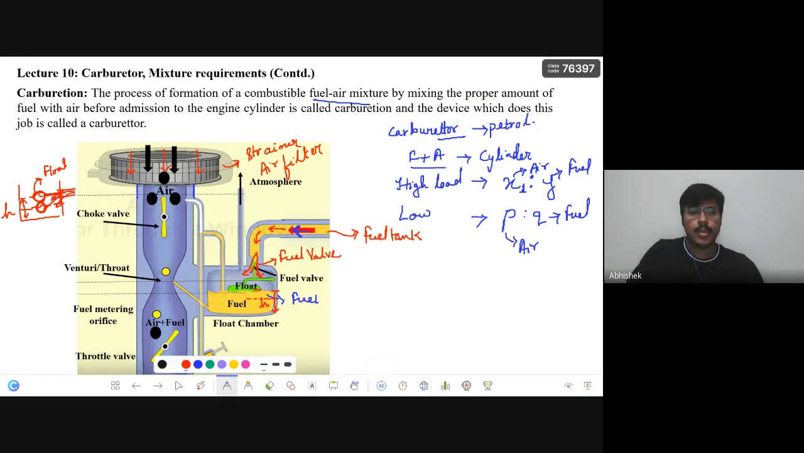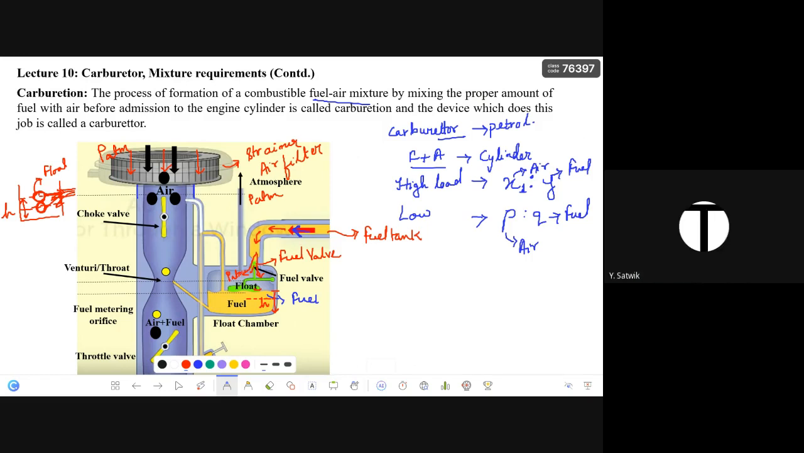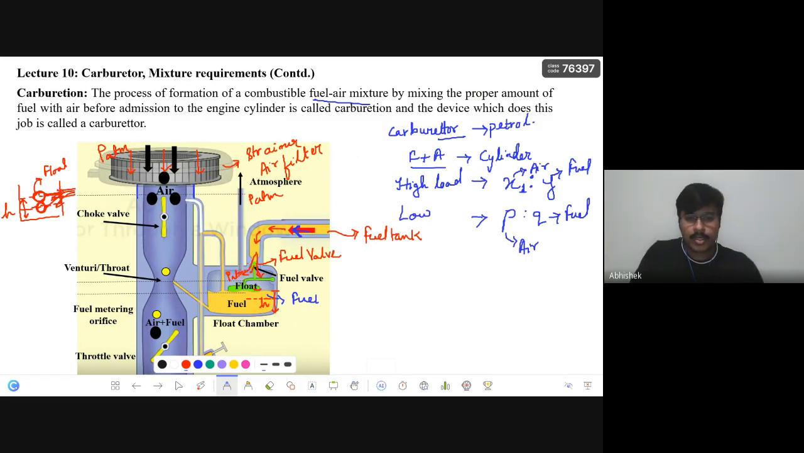air is taken inside. What will be the pressure here? It will be atmospheric pressure. And this float chamber is also open to the atmosphere, so here also it is atmospheric pressure. Everybody is following till here? Yes, sir. Okay. So the pressure inside the float chamber will be P atmosphere.